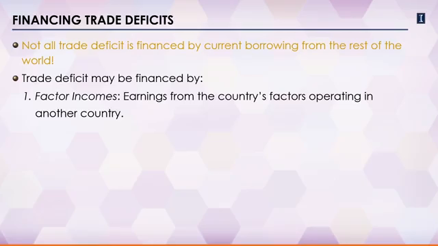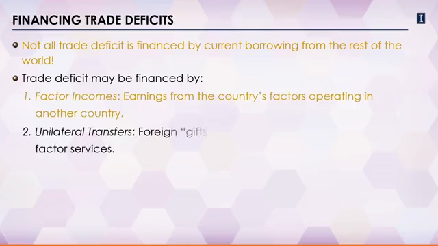One of them is factor income. Factor income is the money that our factors of production, like labor and capital, earn in other countries and remit to our country. For example, if American companies invest in other countries, make profits, and remit them to the United States, we can use that money in order to import more than we're exporting. So that covers part of our trade deficit.